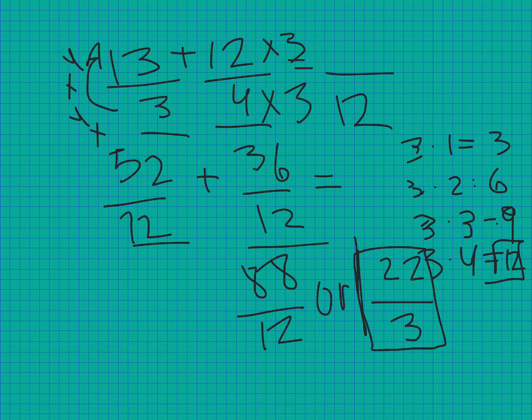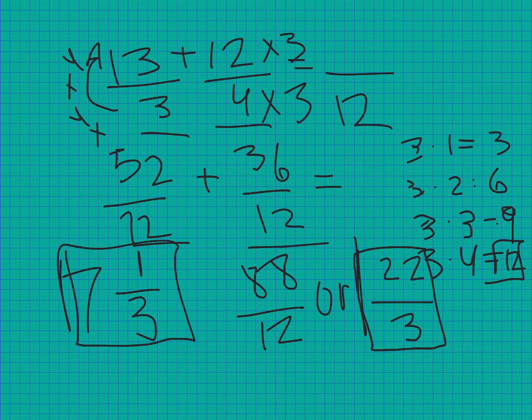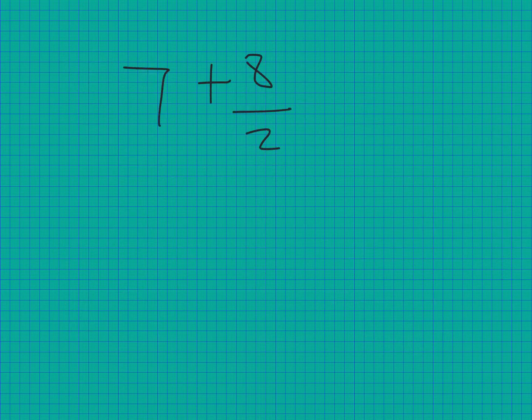our mixed number, it will give us 7 and 3 over 1. This is our mixed number, and this is our improper fraction. Again, if you want to see how we can do this, check out my other video. Okay, so now we have 7 plus 8 over 2. So now we can see that we have a number with a fraction.